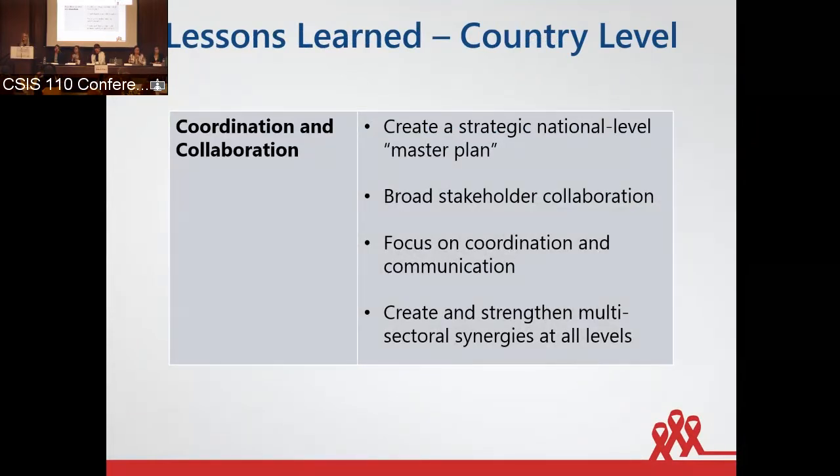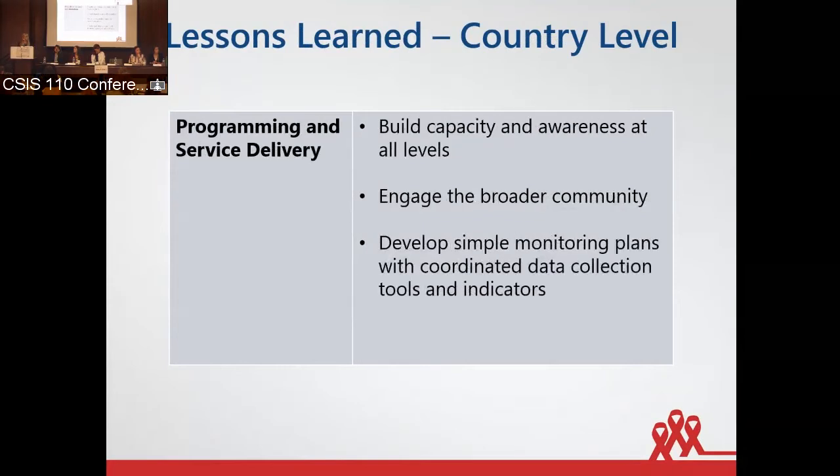And the GBVI demonstrated that the stronger the multi-sectoral, multi-level synergies are, the easier it is to implement this type of integrated programming. And developing and strengthening these multi-sectoral synergies at all levels at the beginning of program implementation is key to integrating and strengthening GBV prevention and response in the existing HIV platform. Looking at lessons learned around programming and service delivery, capacity building and awareness are needed at all levels.